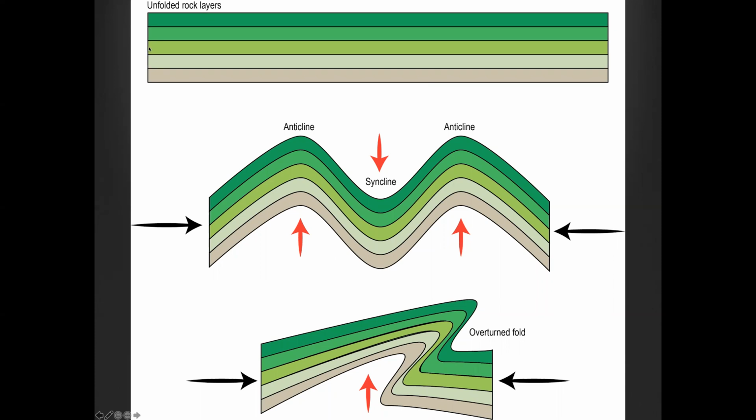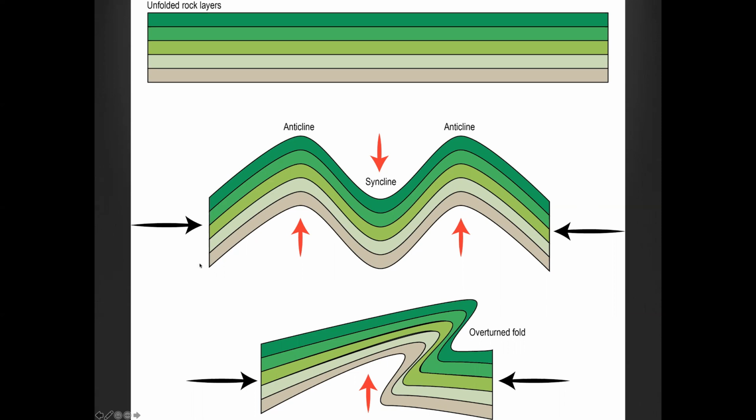And this is what I typically drew. A set of horizontal layers. Again, this is the law of original horizontality. If every layer is laid down as a horizontal layer, then by the law of superposition, the oldest is on the bottom, and the youngest as we go up.